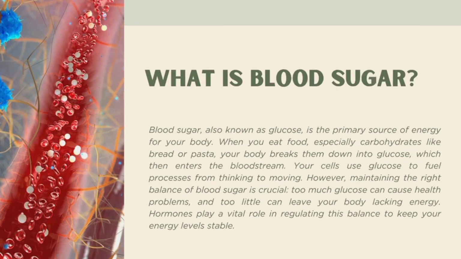First off, what is blood sugar? Blood sugar, or glucose, is the energy your body uses to fuel everything from your brain to your muscles. After you eat, your body breaks down food, especially carbs like bread or pasta, into glucose, and that enters your bloodstream. Your cells then use it for energy. But here's the catch. Too much glucose in your blood, not too good. Too little glucose, even worse. So, your body needs a way to balance it, and that's where hormones come in.